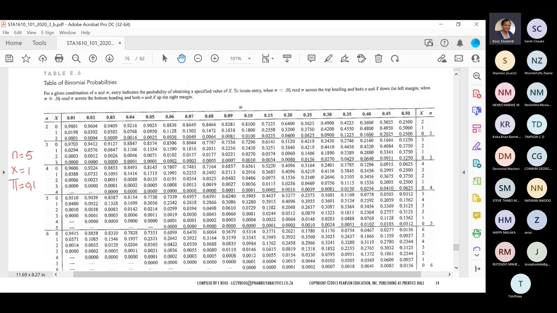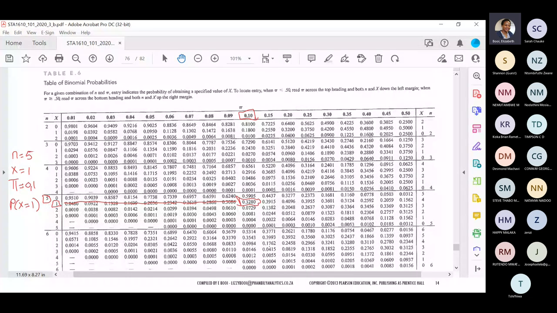Yes, if I remember correctly, we were looking for the probability of X equals 1. Because my probability of success is just 0.1, I go to the top of the table and look for 0.1. Then I go to the side of the table and look for N of 5, and my X is 1. Where they meet, that should be the probability that I'm looking for.